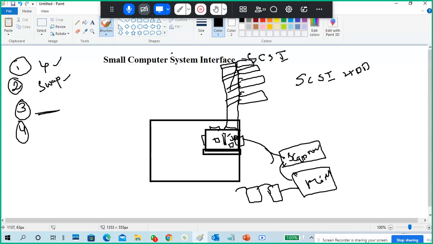A normal hard disk is 5400 rpm. This is 7200 rpm. High-speed data transmission is also there. The disk is a SCSI hard disk. If you use a CD-ROM, it is a SCSI CD-ROM, or a SCSI scanner. SCSI scanners are there. SCSI printers are there.